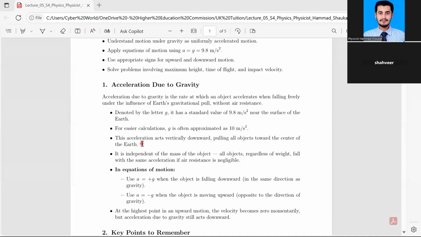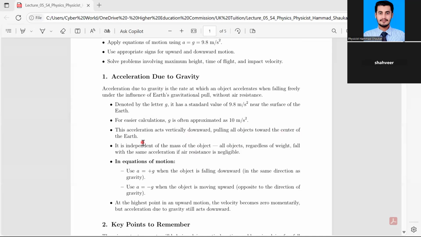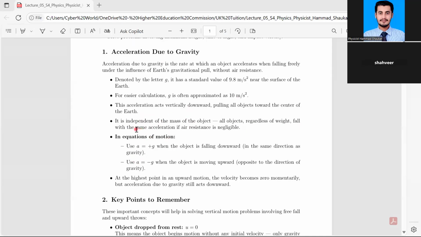And you know what is the origin of gravity? The origin of gravity is the center of the earth. An important thing is that your gravitational acceleration is independent of mass, which means it does not depend on mass. If you have a small mass and a large mass, and you throw both from the same height, both will reach the bottom at the same time. But you have to ignore the air resistance.